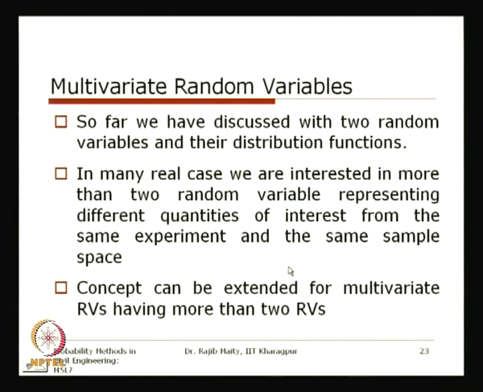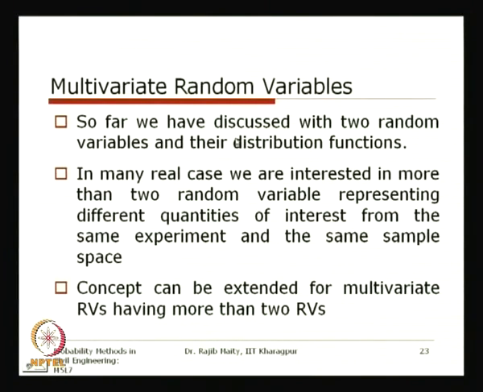Now, as we said when we started this lecture, we will take some of this bivariate concept to the multivariate one. The concept can be easily extended. So we will discuss it in the context of multivariate random variables, having more than 2 random variables. Basically, we will try to generalize it in terms of n random variables. So far we have discussed 2 random variables and their distribution functions, different properties, and we have taken up some problems also. But in many real cases we are interested in more than 2 random variables representing different quantities of interest from the same experiment and the same sample space.